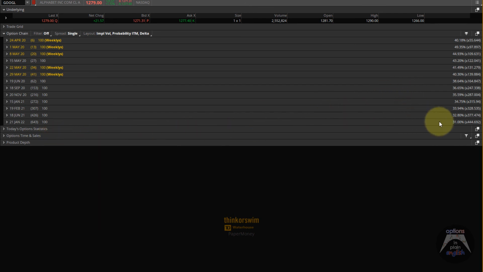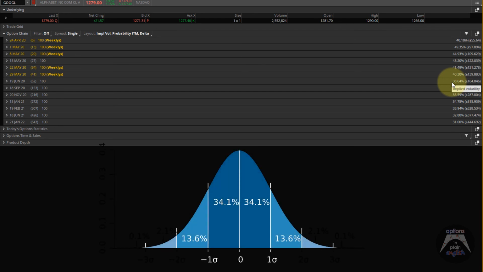So this is more or less what it means. For example, this one for June means that the options here are implying that the move is going to be between plus 38% from the current price and minus 38% of the current price. And we have a 68% degree of confidence because it's a 1 standard deviation move.